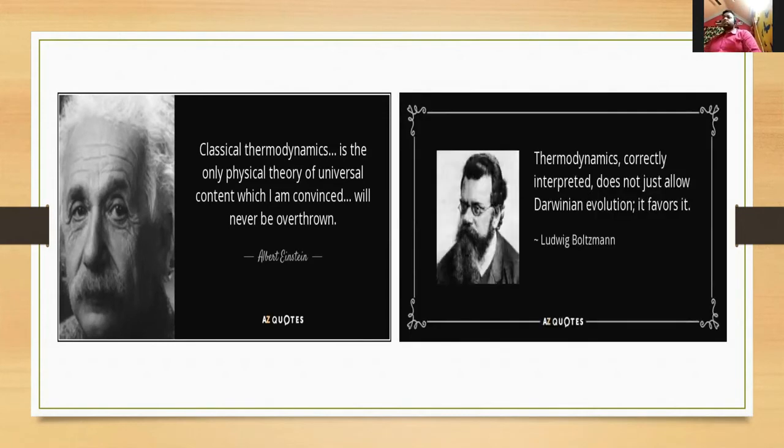In one of the discussions with Albert Einstein, Ludwig Boltzmann and another scientist also said similar words. By the way, Boltzmann said that thermodynamics, correctly interpreted, does not just allow Darwinian evolution, rather it favors it. It means that if you really understand thermodynamics, you can find out how life works and how evolution has happened. You can relate to that and find that the work of nature, the same thing, is repeated. The same laws are working behind everything happening, and evolution also follows the same rule.